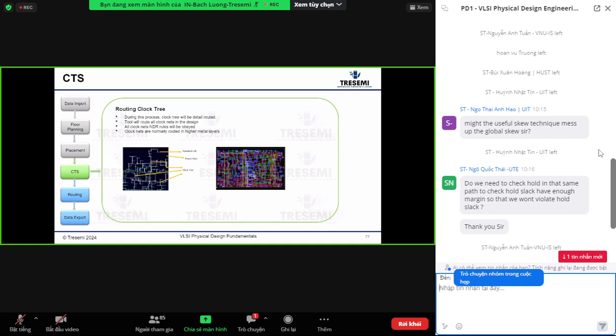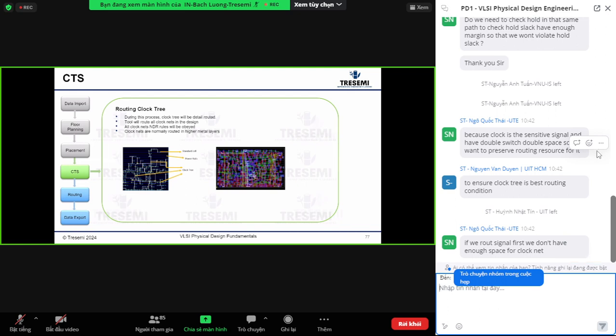Okay, Novokai said because the clock is a sensitive signal and has double space, so we want to reserve the routing resource for it to ensure the clock is best routed. That is right, that's correct. We want to ensure the best path available for the clock net to route, the shortest possible, right?